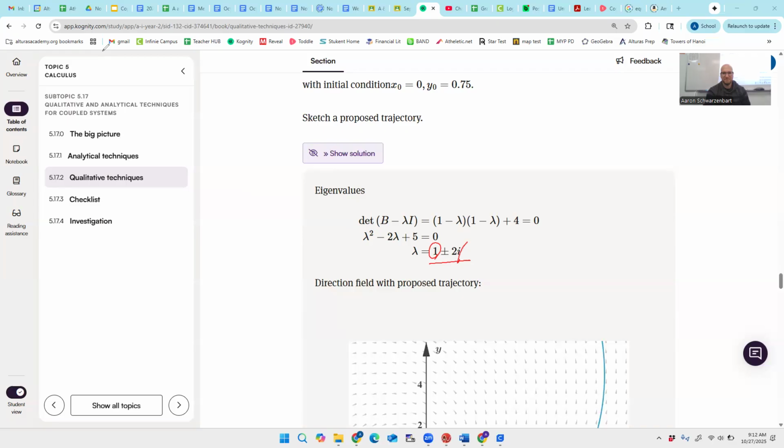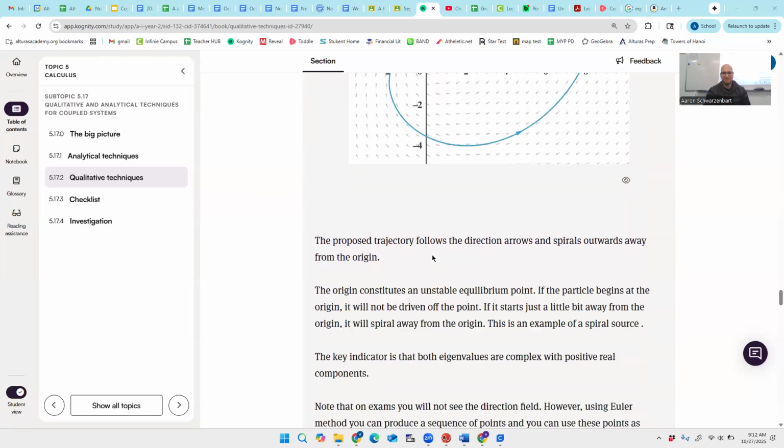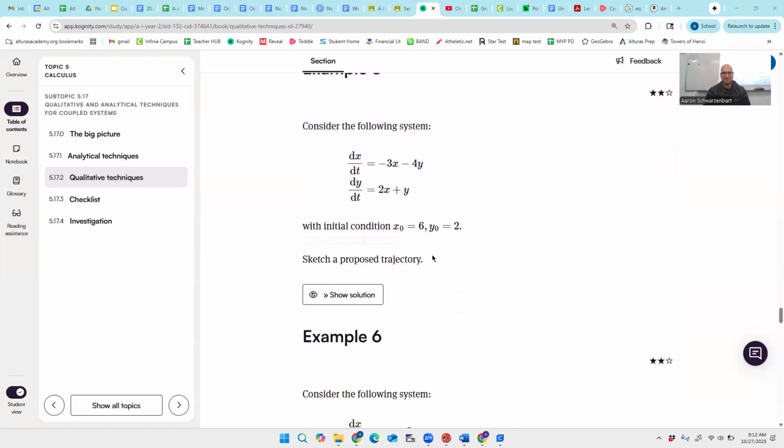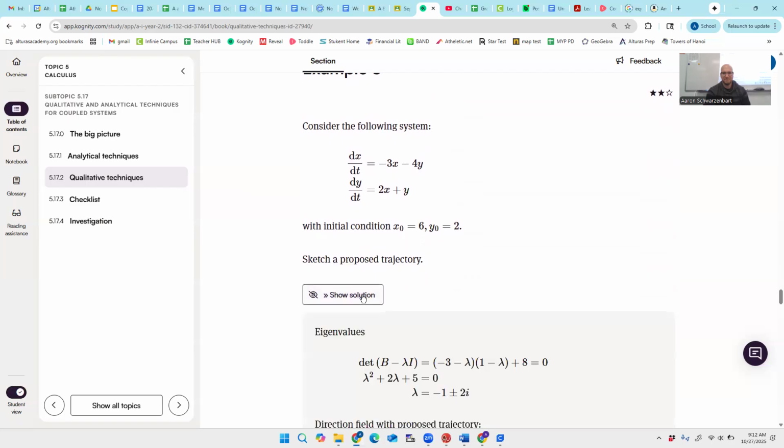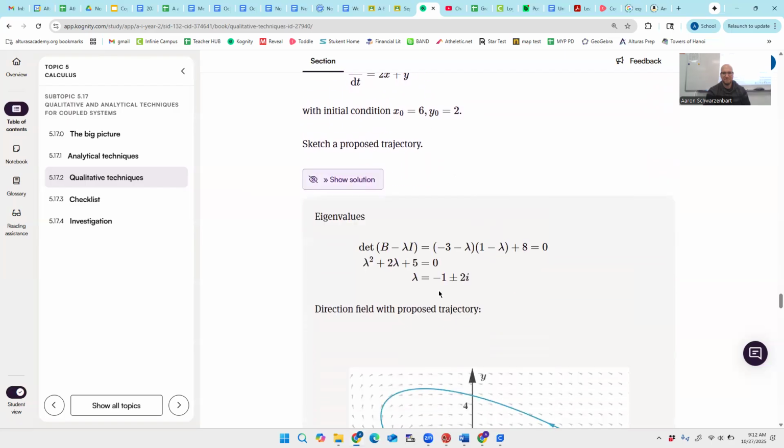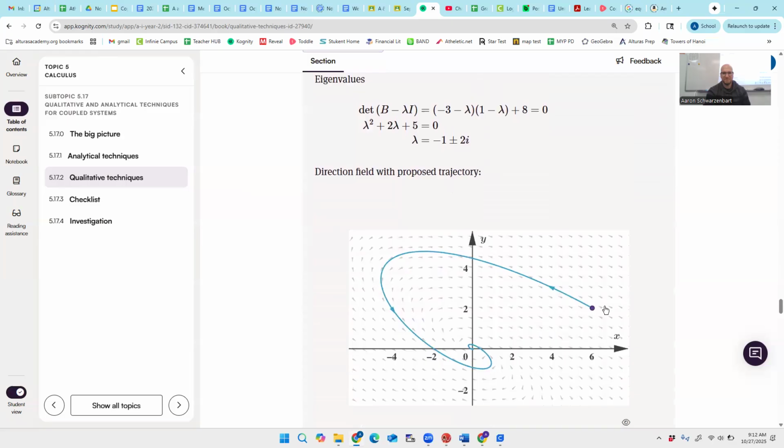More detail on that is left for later classes. Like this one is negative. It starts out here, it's going to spiral in. Again, if you show it spiraling in and ending at 0, 0, start at the right point with approximately the right slope. Check. Full points.